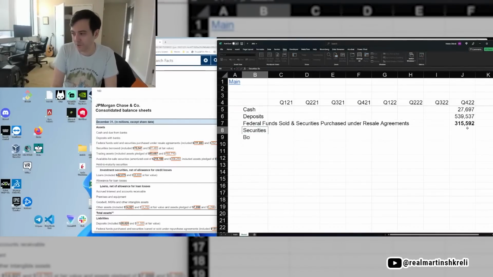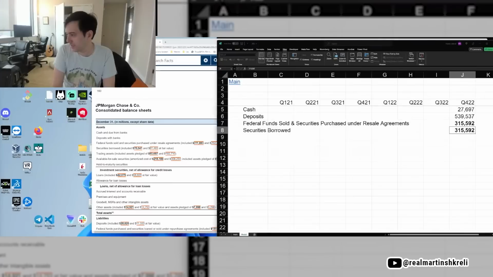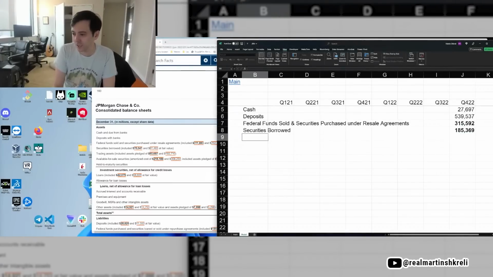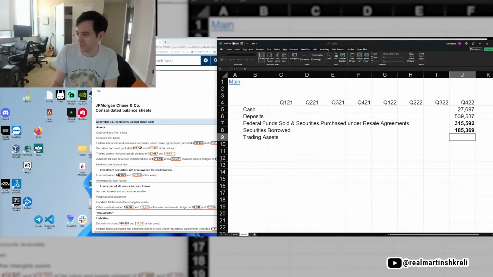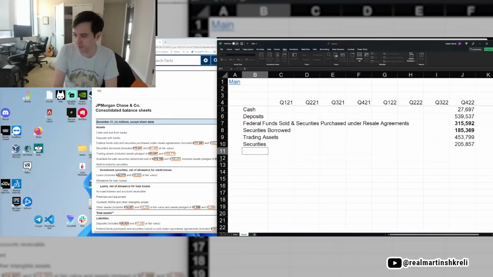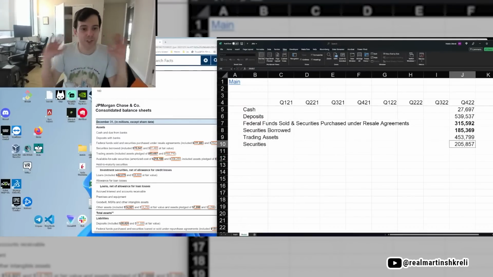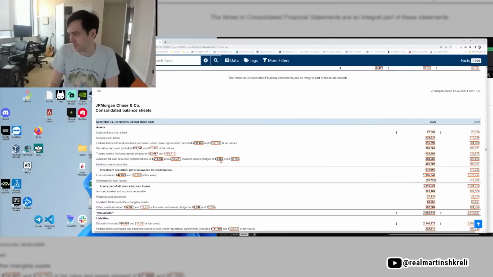All right, securities borrowed. That is $185 billion. Trading assets. And the other thing here about securities borrowed is look at the fair value versus the actual book value, right? This is something that was talked about the other day, that those are two very different things, but let's keep going. Trading assets, $453 billion. Available for sale securities, $205 billion. So this is sort of the most understandable thing. These are basically just securities, right? These are just financial instruments that JP Morgan owns. So I think I can understand that.